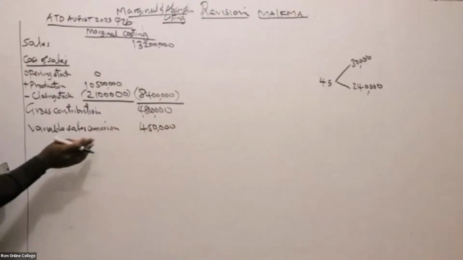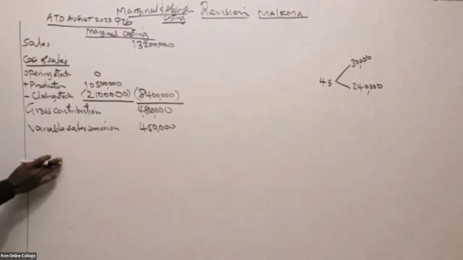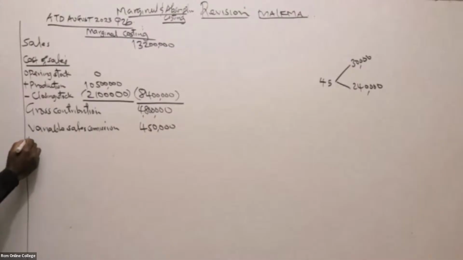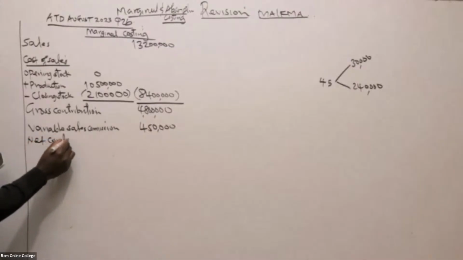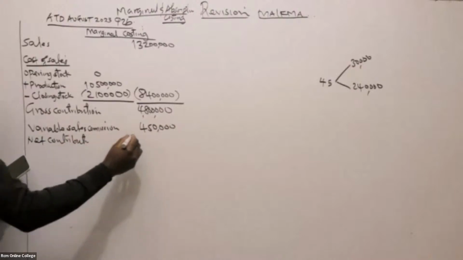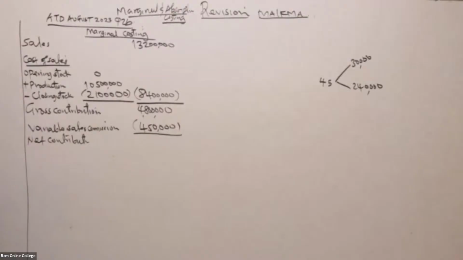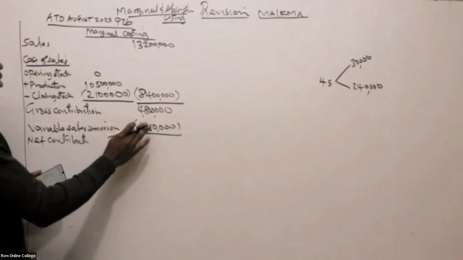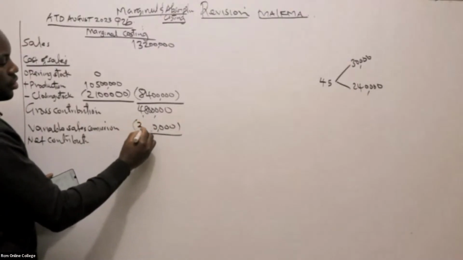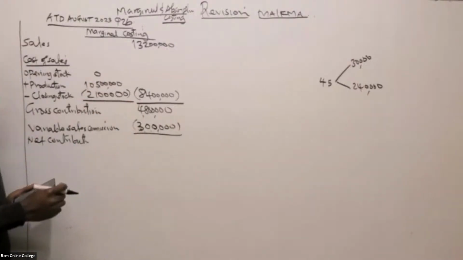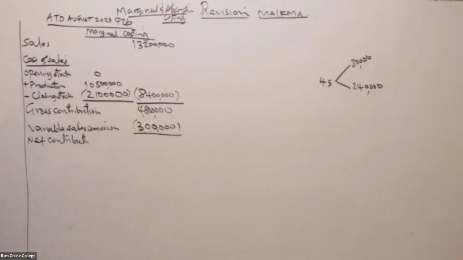Now, when I deduct variable expenses or the variable selling and distribution expenses from my gross contribution, whatever you'll be getting is called the net contribution. So we cannot talk about net contribution if that is the only variable expense. So 4 million minus 450,000 gives us how much? I'm told it is 300,000, not 450. Sorry for that, 300,000. So what is now our net contribution?